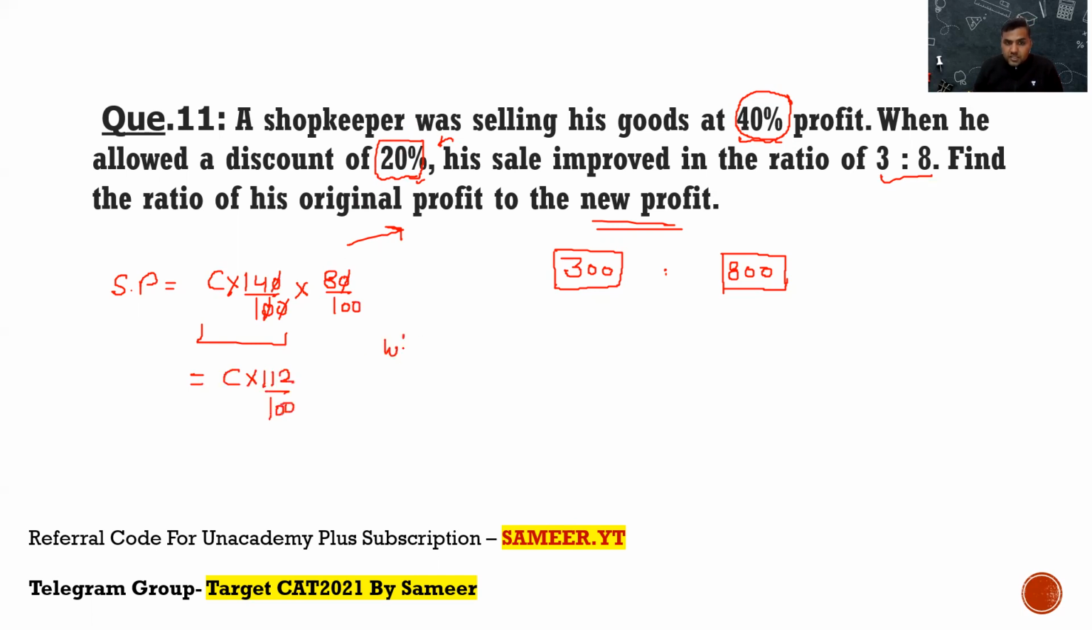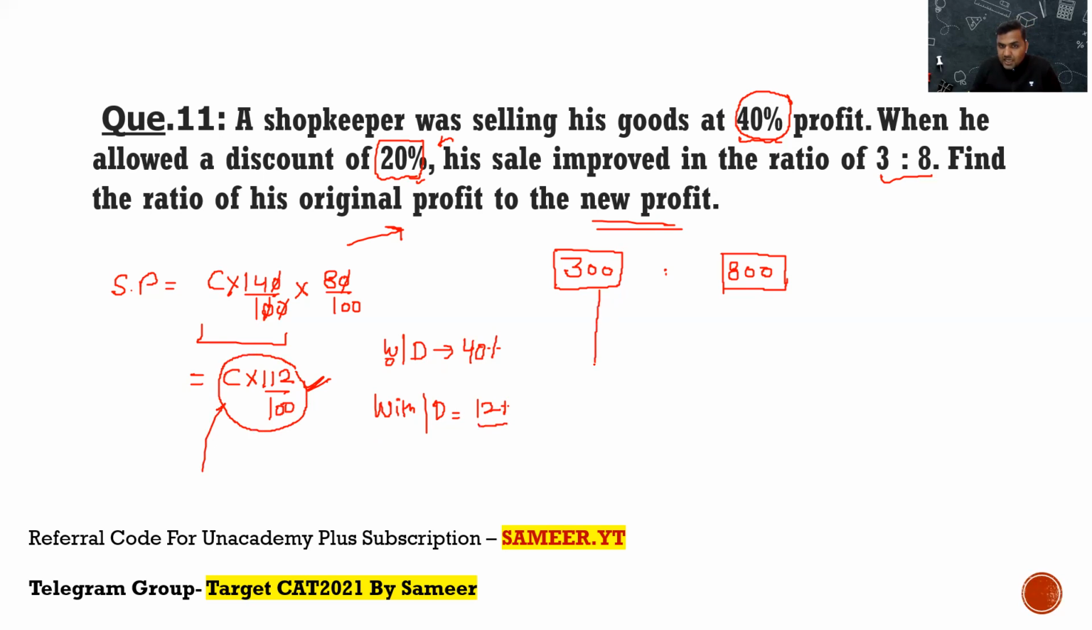So without discount, your profit is 40%, right? This is without discount. And with discount, your profit is, as you can see, 12%. Why 12%? Because your selling price now is 112% of the cost price. That is 12% higher than this cost price. So 12% higher than the cost price means you're selling the goods at 12% profit.